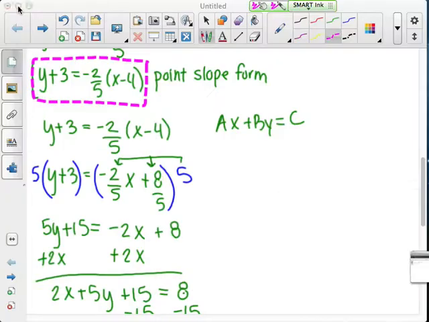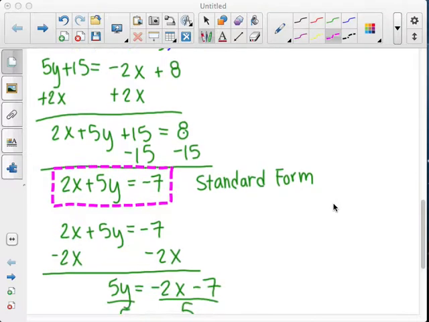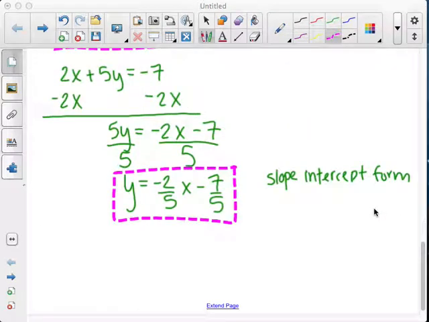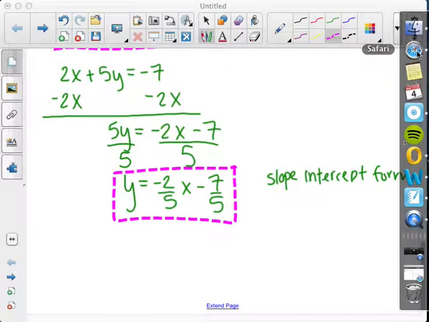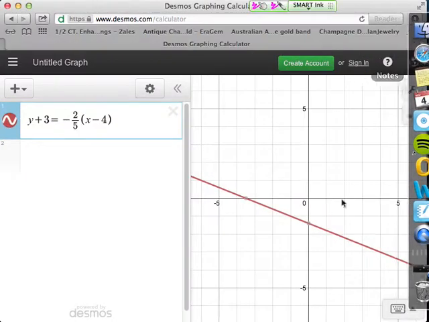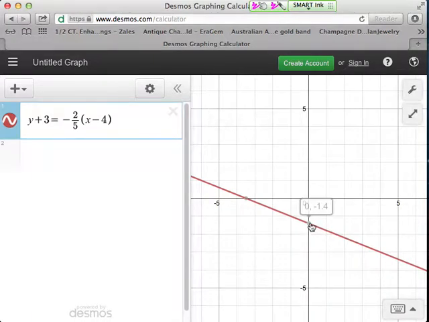And if you graph any of these equations here in Desmos, standard form or slope-intercept form, then it should give you the same equation. Is our y-intercept actually negative 7 over 5? Let's check. Yes, negative 7 over 5 is the same thing as negative 1.4. So that's our y-intercept. Okay?